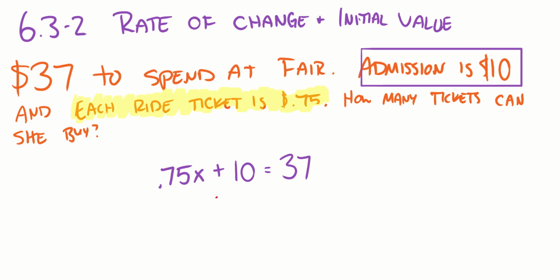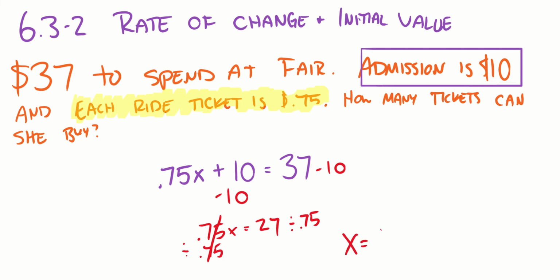So we need a minus $10 on both sides. This will tell us that she has $27 to spend on tickets. In order to know how many tickets she can buy, we need to divide this side by 75 cents and divide this side by 75 cents. And that tells us that Amber can get a total of 36 tickets at the fair.